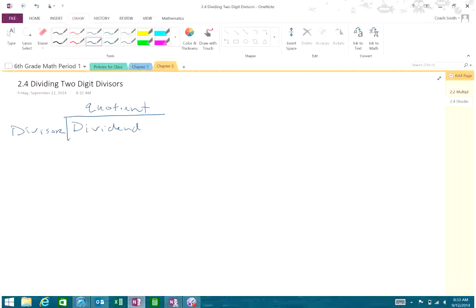Okay, so if we were to set it up horizontally, you would have this. You would have the dividend and then the divisor. Okay, the divisor is the number that is behind the division sign.